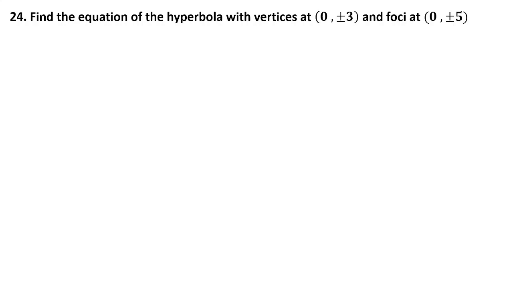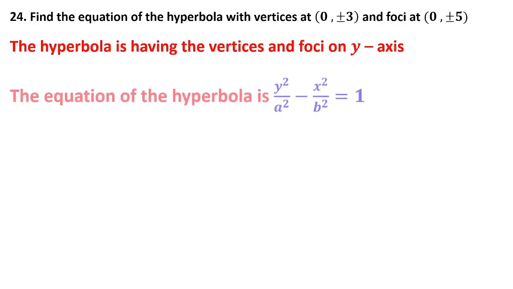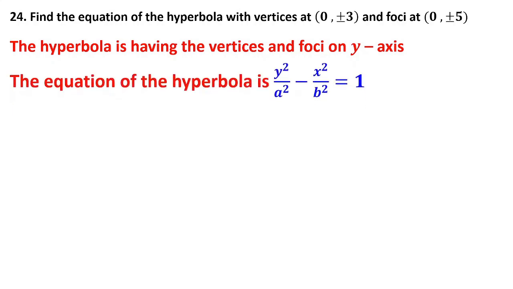Let us go back to question number 24. Find the equation of the hyperbola with the vertices at 0 comma plus or minus 3 and focus at 0 comma plus or minus 5. We have to check out what is the nature of this hyperbola. This hyperbola is having the vertex and focus on the y-axis. Therefore, what will be its equation? y square by a square minus x square by b square is equal to 1. Careful, y square by a square minus x square by b square is equal to 1. And we have to get the value of a and b.